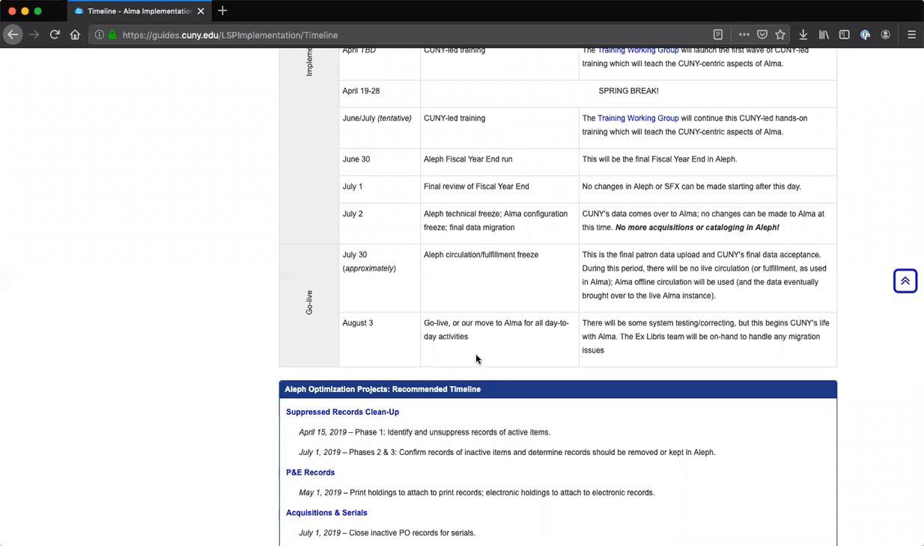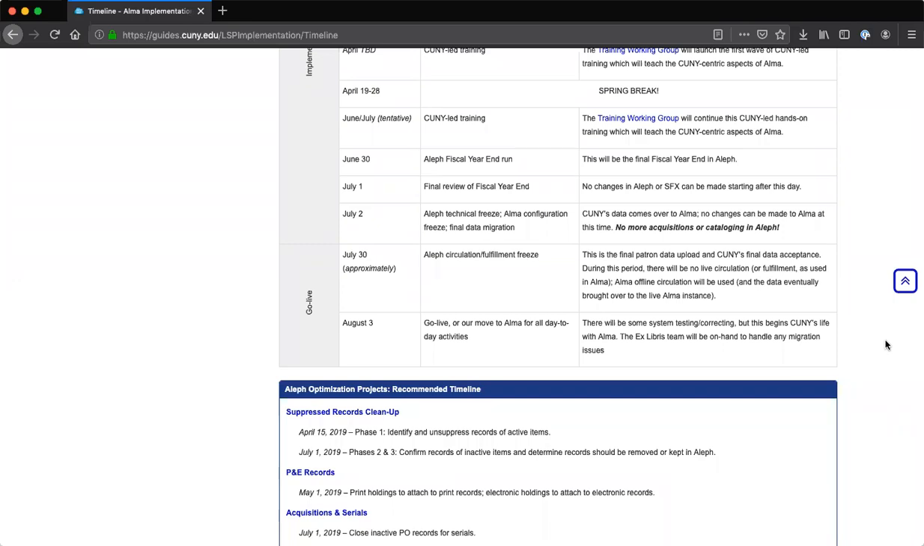And we are still finalizing these dates, but as far as we know, these dates are accurate as of today. They may change. If they do, we will let you know. But we're looking at August 3rd as our go live and our move to Alma for all day-to-day operations. And of course, after we go live, there will still be some system testing and correcting, but this begins CUNY's life with Alma.